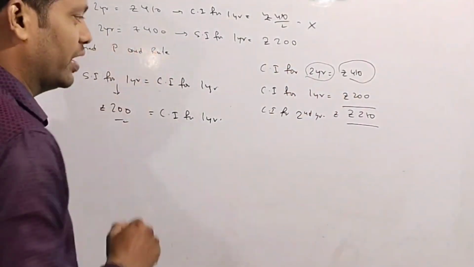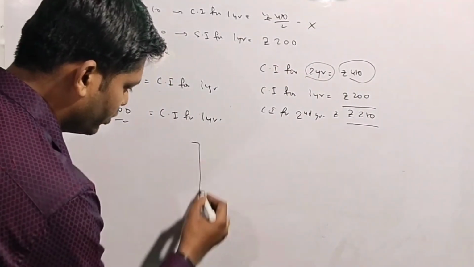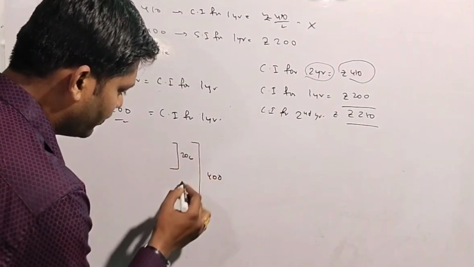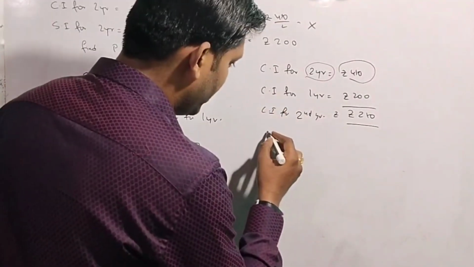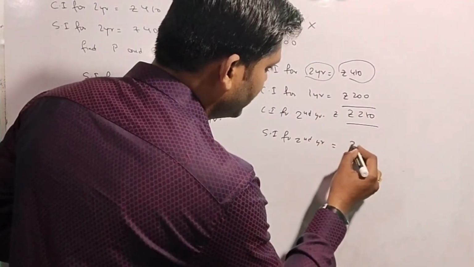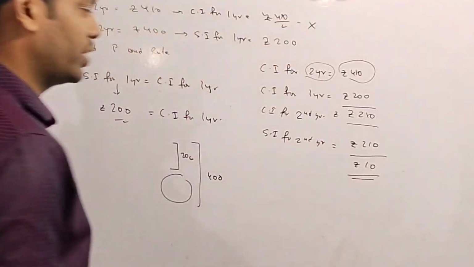For 2 years it is 400. For 1 year it will be the same thing: for 2 years 400, for 1 year we know 200. So for this second year it will be 200. Okay, so simple interest for the second year is 200. So what is the difference? Rupees 10 is the difference amount I am going to get.